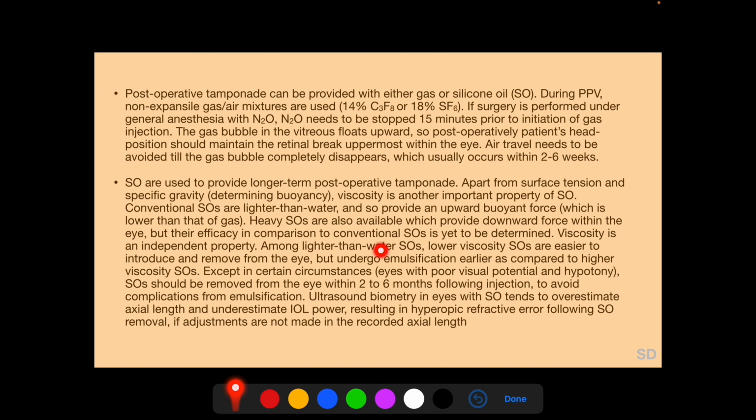Among lighter than water silicone oils, lower viscosity silicone oils are easier to introduce and remove from the eye but undergo emulsification earlier as compared to higher viscosity silicone oils. Except in certain circumstances such as eyes with poor visual potential and hypotony, silicone oil should be removed from the eye within 2 to 6 months following injection to avoid complications from emulsification. Ultrasound biometry in eyes with silicone oil tends to overestimate axial length and underestimate intraocular lens power, resulting in hyperopic refractive error following silicone oil removal if adjustments are not made in the recorded axial length.